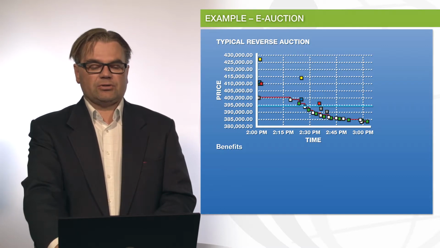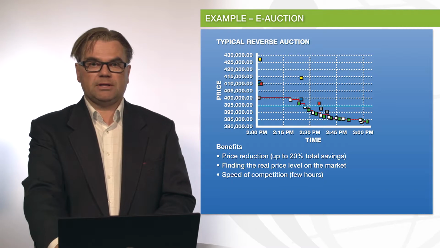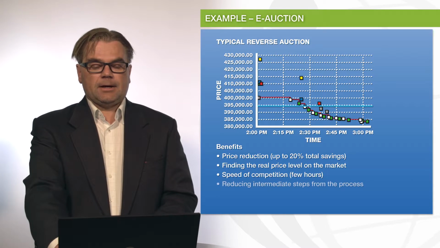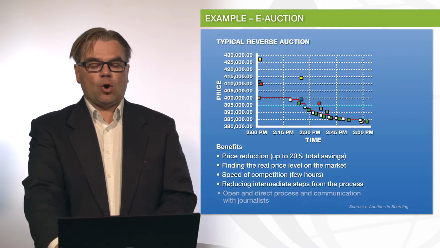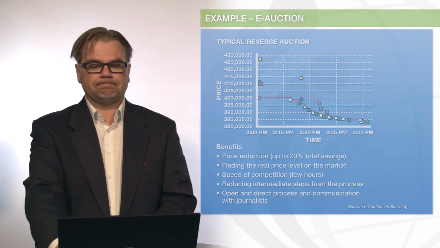Price reduction can be up to 20% of total savings. Finding the real price level on the market, it's easier to define it. Speed of competition, it takes only a few hours at minimum to complete the whole process. Reducing intermediate steps from the process, it's very straightforward. Finally, open and direct process and communication with suppliers. So it's an open process also for the participants.